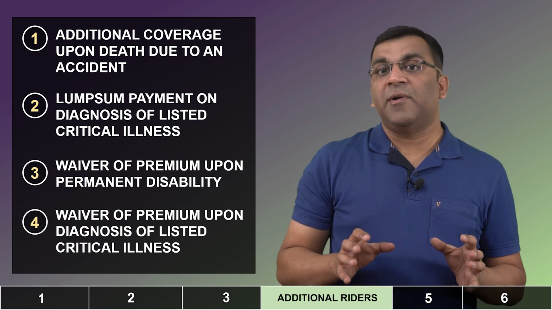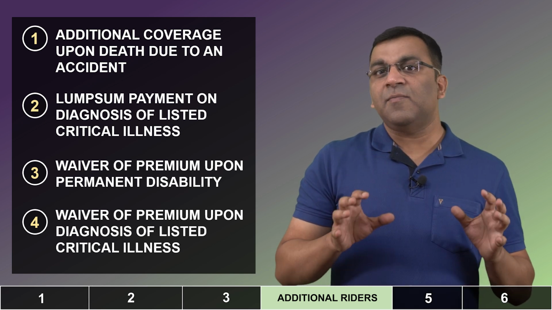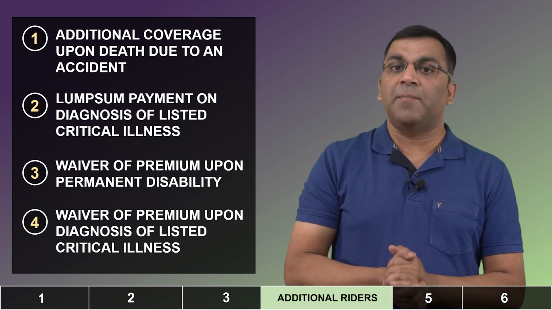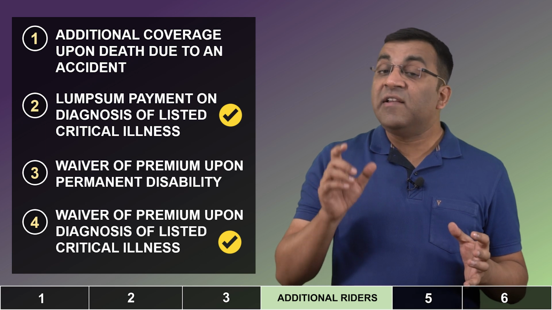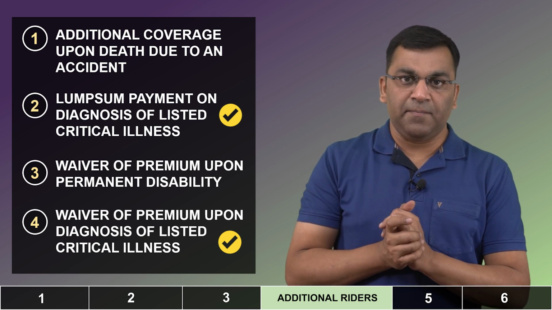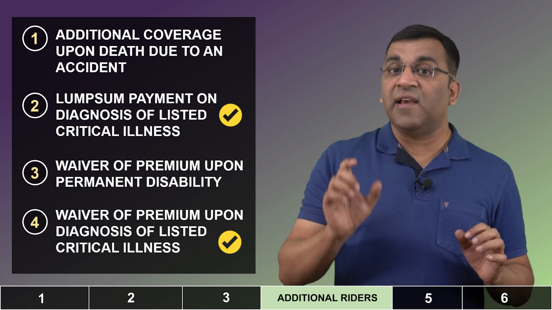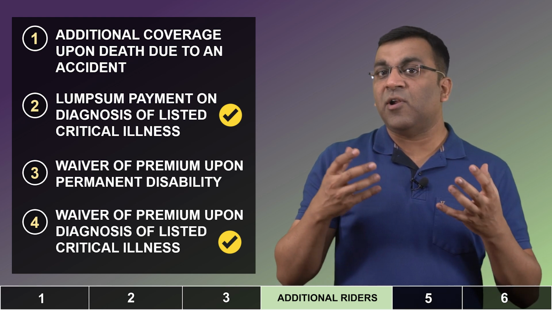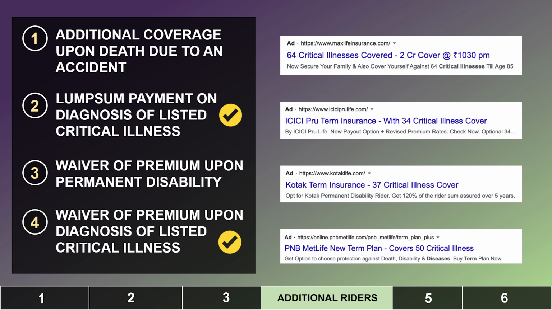Always read the fine print on all of these add-ons before enrolling for one. And I say this because rider terms and conditions can massively vary from one insurance company to the other. For example, 2 of the 4 riders have a listed critical illness element in them. Now notice I didn't say critical illness, I said listed critical illness, because some insurers have listed barely 8 illnesses in their policy wordings, while some other insurers have gone as high as 60 critical illnesses.